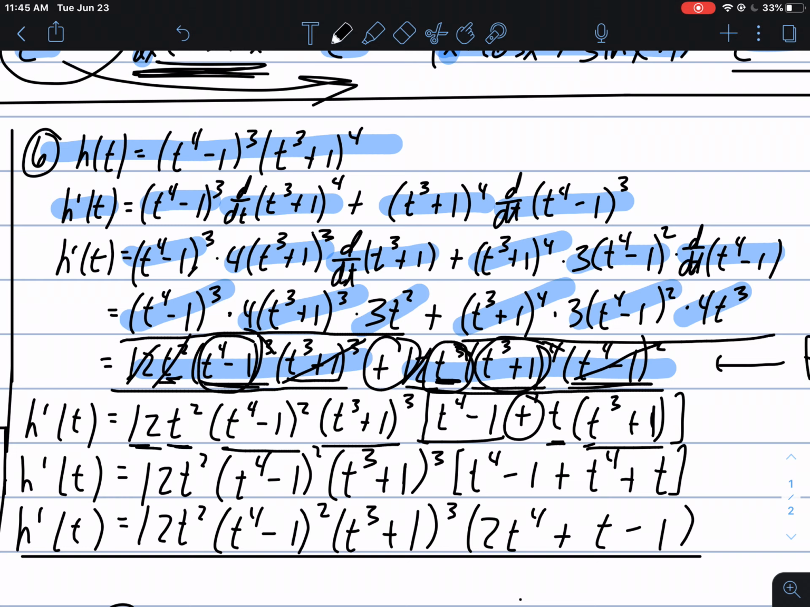So now what do I have? I've got 12t squared times t to the fourth minus 1 squared times t cubed plus 1 cubed. And then all I'm doing from here is just rewriting that last factor in the brackets. So I've got t to the fourth minus 1 plus, I've distributed the t, t to the fourth plus t, and then I can combine the two t to the fourth. And this ends up being my final result, my final derivative in a completely factored form.